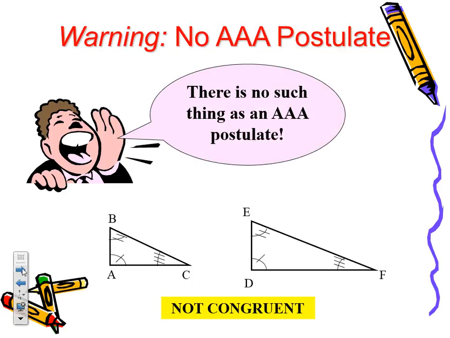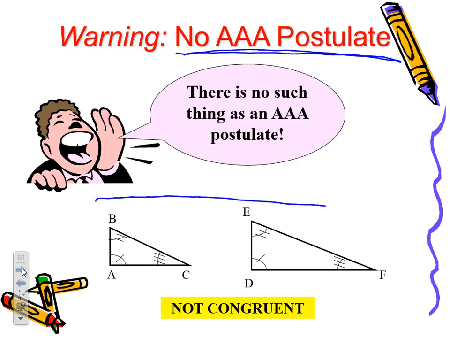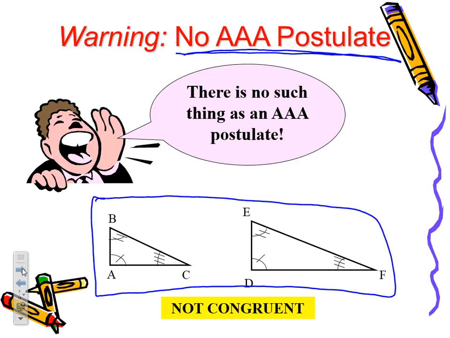Now, another one, big warning, we do not have AAA. There is no AAA postulate, okay? So if they tell us that all of our angles are congruent like here, that doesn't matter. That doesn't mean that our two triangles are congruent. So that's really important to remember. There's no ASS and there's no AAA. Okay? No AAA and no bad words.